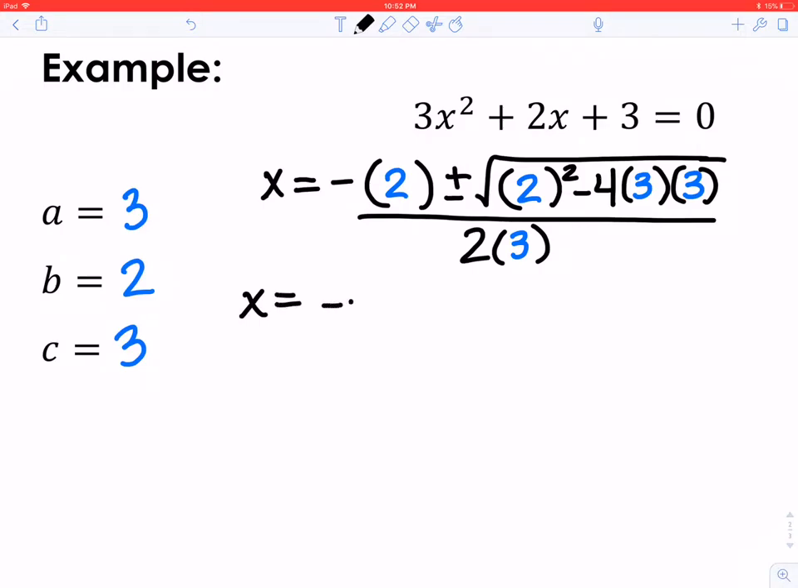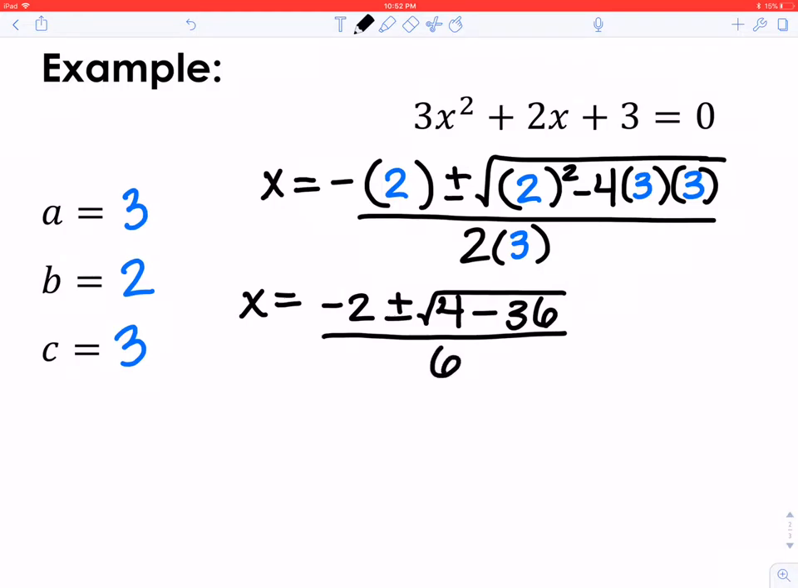So x equals negative 2 plus or minus the square root of 2 squared is 4. Exponents first. Then we'll hop over and do our multiplying. 4 times 3 is 12. And 12 times 3 is 36. And then we'll come back and we'll subtract those two. All divided by 2 times 3 is 6.